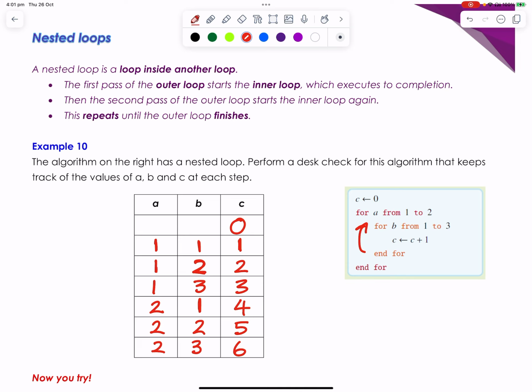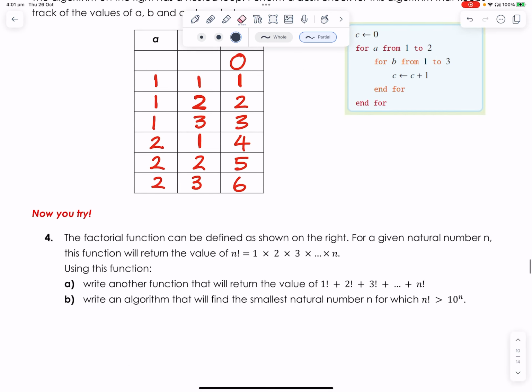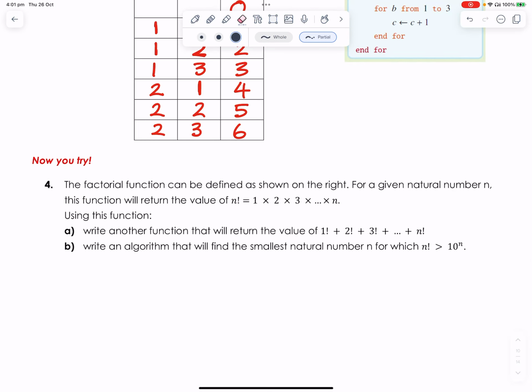So you can see here, these are our values of A, B, and C. So here, once we go 4, and then we come into this for loop. We keep completing this one until we break out of it, and then we go back up and do this one again, and then go into this one. So that's what nested is. It's when there's one inside of another one.